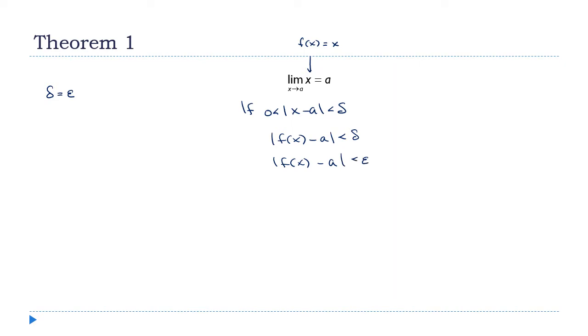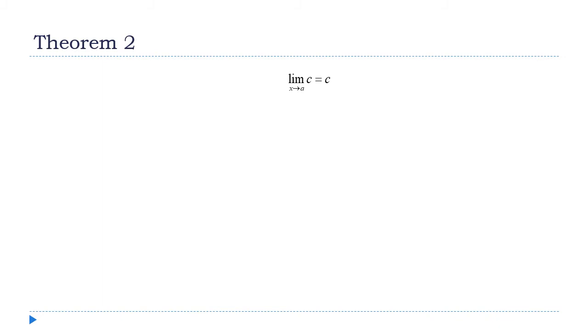So why don't you just take a second and think about what I did. I showed that if this is true for any x, then this must be true. And this means the limit of f of x as x approaches a is a. But remember, f of x was just x. So the limit as x approaches a of x equals a. And there's our first theorem, right? Pretty straightforward. Okay, so how about this one?